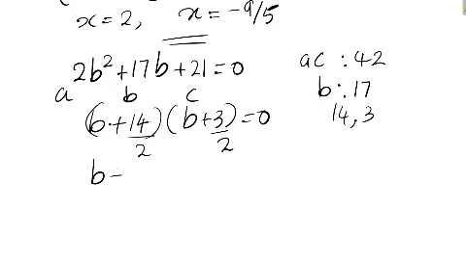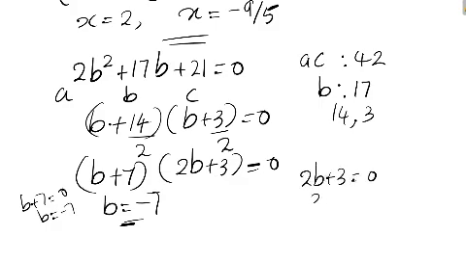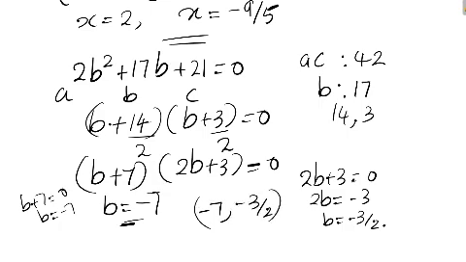So this becomes b plus 7 into 2b plus 3 is equal to 0. When you equate b plus 7 is equal to 0, you will get b is equal to negative 7. And the second term, 2b plus 3 is equal to 0 means 2b is equal to negative 3 and b is equal to negative 3 over 2. Okay, so the solutions are negative 7 and negative 3 over 2.